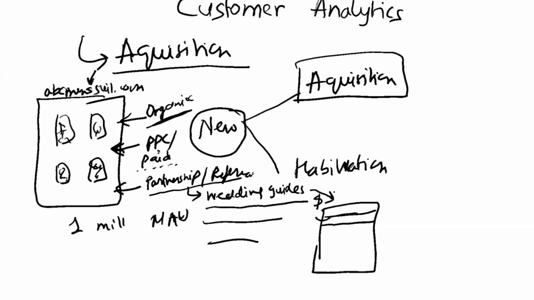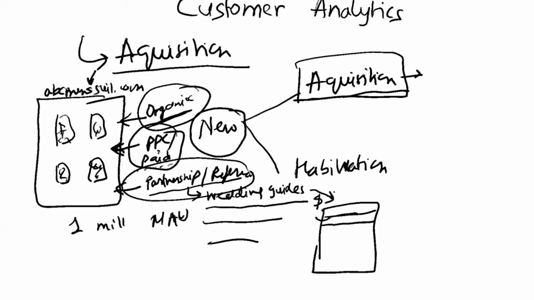So this is the mechanism. These are the three ways in which traffic is flowing to your website: organic, PPC or paid, and partnerships. Acquisition analytics deals with figuring out what works for you. And when you think about what works, you have to think about a success metric. What does work mean? What does it mean when this acquisition is a good acquisition versus a bad acquisition?